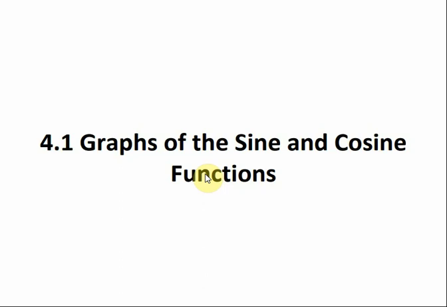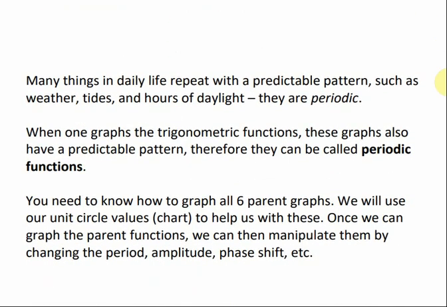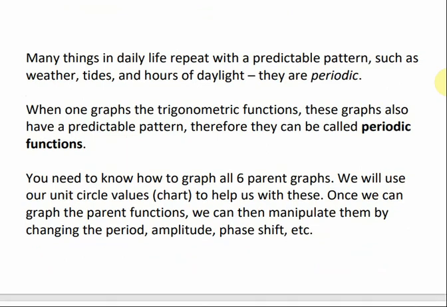4.1 Graphs of the sine and cosine functions. There are many things in daily life that repeat with a predictable pattern, such as weather, tides, and hours of daylight. They're periodic. So when you graph a trigonometric function, these graphs also have a predictable pattern. Therefore, they can be called periodic functions.